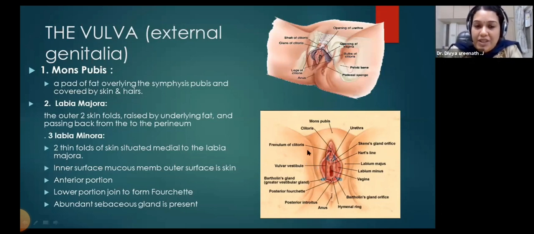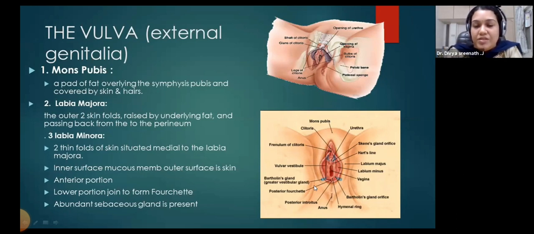After puberty, you can also see the pubic hair on the outer surface of the labia majora. On the inner surface of the labia majora, there will be sebaceous-like glands, glands with secretions. And both the mons pubis as well as the labia majora are estrogen sensitive structures. Only after puberty will this area be properly visible.